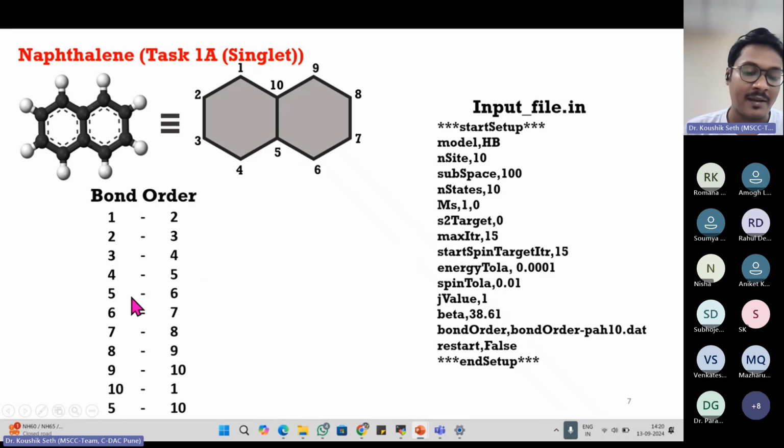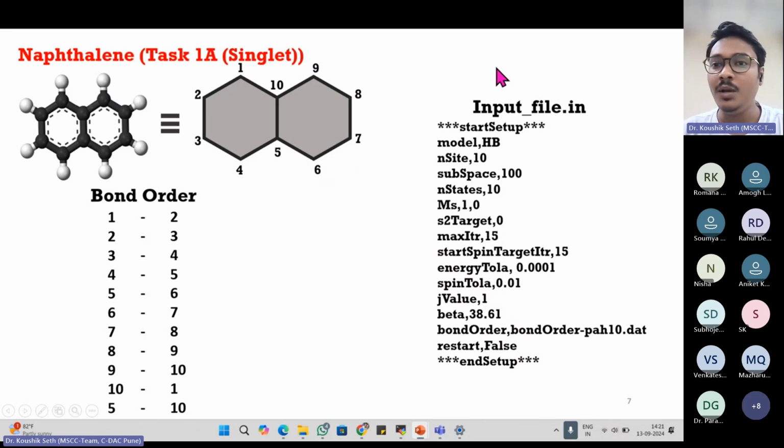And as I discussed earlier, we need a bond order file. So look at the bond order file in detail here. 1 makes a bond with 2, the first line. 2 makes a bond with 3, second line of the bond order file. 3 makes a bond with 4. 4 with 5. 5 with 6. 6 with 7. 7 with 8. 8 with 9. 9 with 10. And 10 makes a bond with 1 and 5 also. So in this way, all the bonds are included.